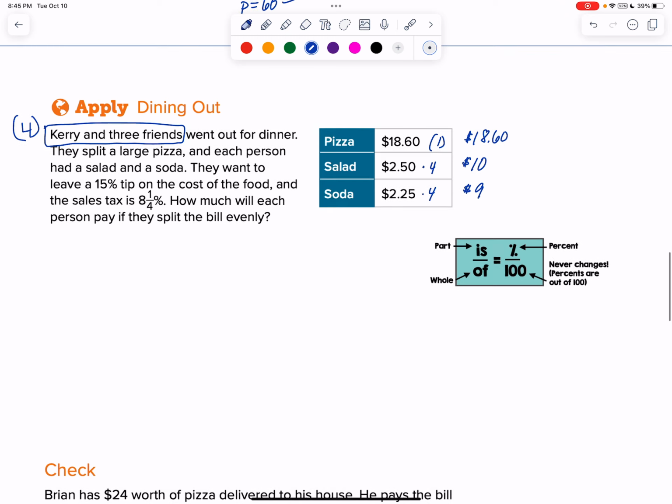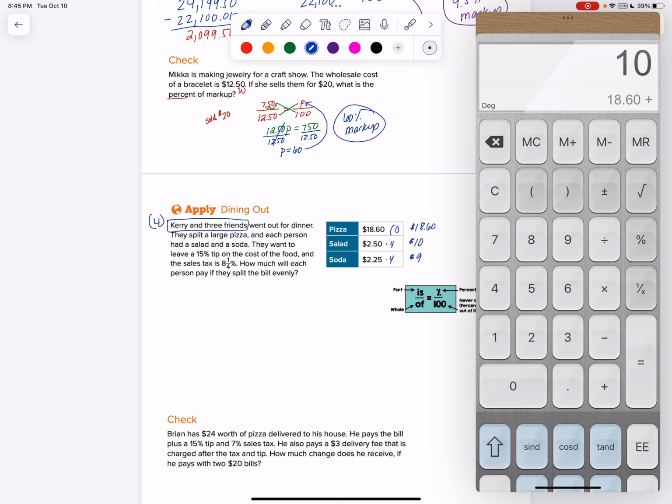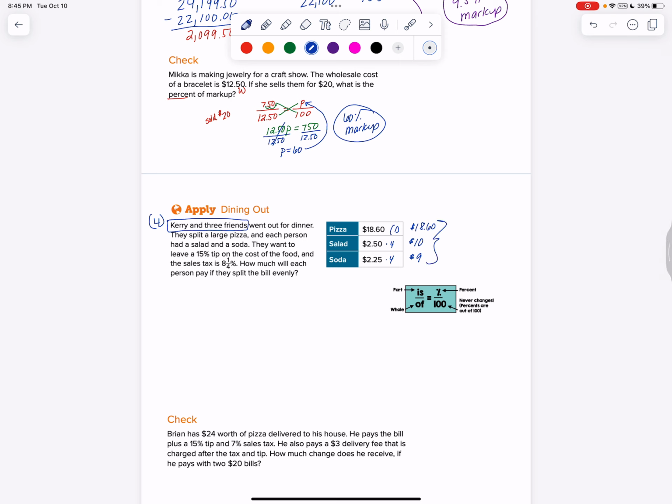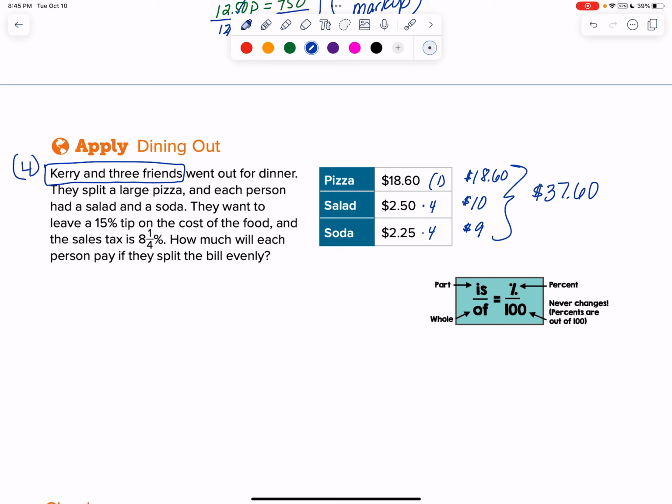Let's go ahead and total that up. So we have 18.60 plus 10 is 28.60, plus 9 is $37.60. That's the total cost of all the food. Let's go ahead and figure this out now. They want to leave a 15% tip on the cost of the food, so let's calculate our 15% tip.